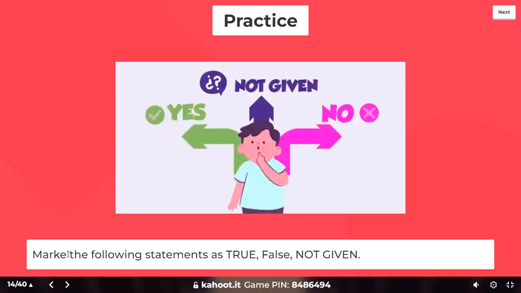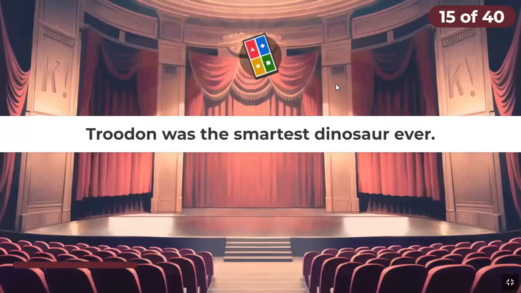Now, mark the following statements as true, false, or not given, and we're going to do some practice. Okay, now you know what false means, what true means, and what not given means. So I'm going to check. We're going to do a little practice to see whether you can answer the questions or not.